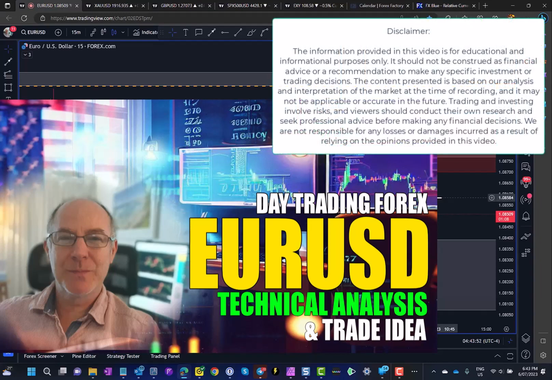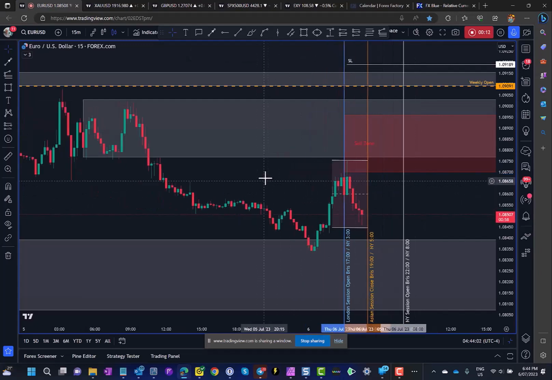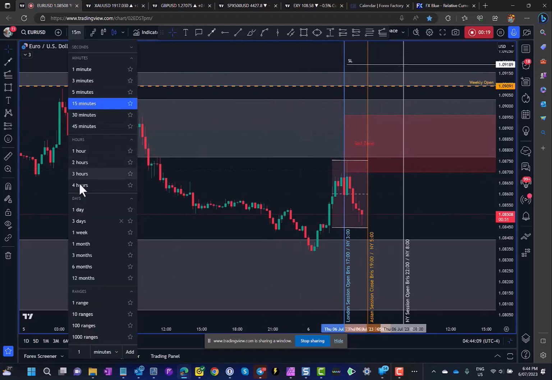Traders, Anthony here. I've got the euro dollar open on the 15-minute. I've just been messing around in here looking at all this. What I might do is go out to the higher time frame to show you what I got marked up. Then we'll come back down into the lower time frames and I'll give you a take.